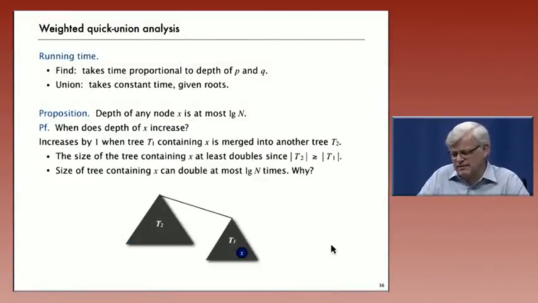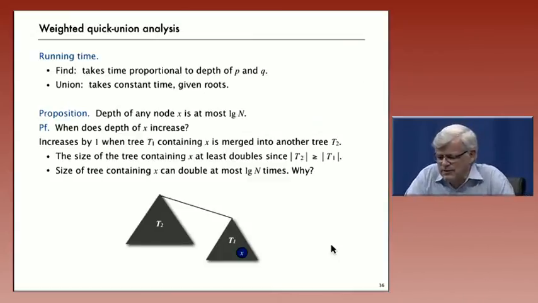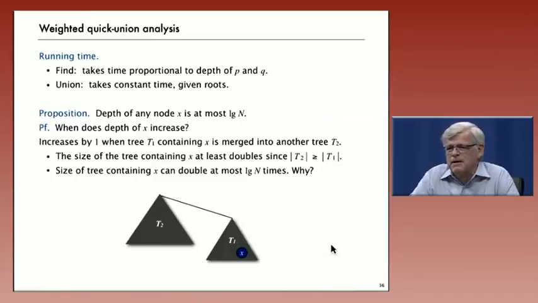We do some mathematical proofs in this course when they're critical, such as this one. And why is it true that the depth of any node x is at most log base 2 of n? Well, the key to understanding that is to take a look at exactly when the depth of any node increases. When does it go down further in the tree? Well, x's depth will increase by 1 when its tree, T1 in this diagram, is merged into some other tree, T2 in this diagram. Well, at that point, we said we'd only do that if the size of T2 was bigger than or equal to the size of T1.